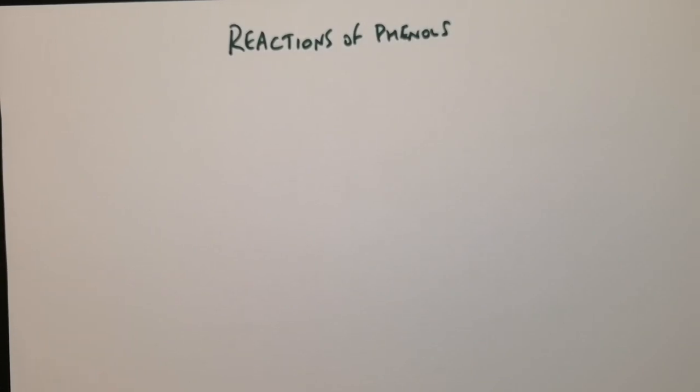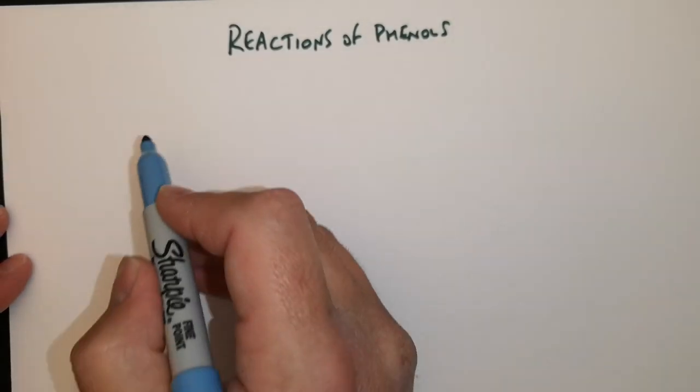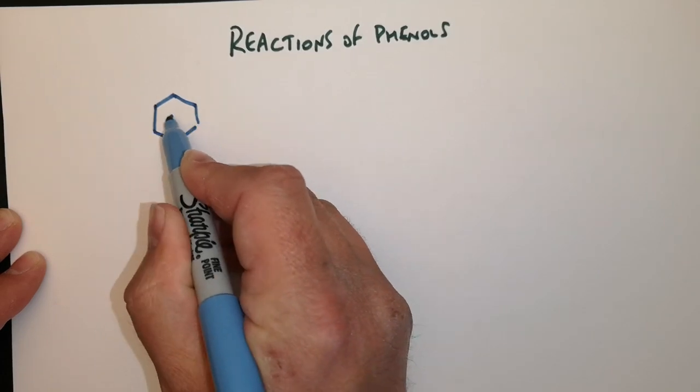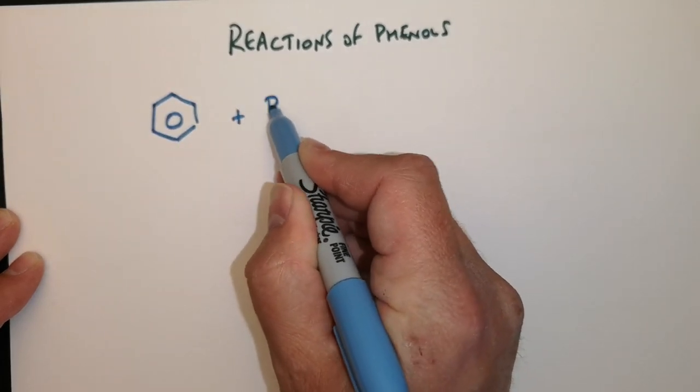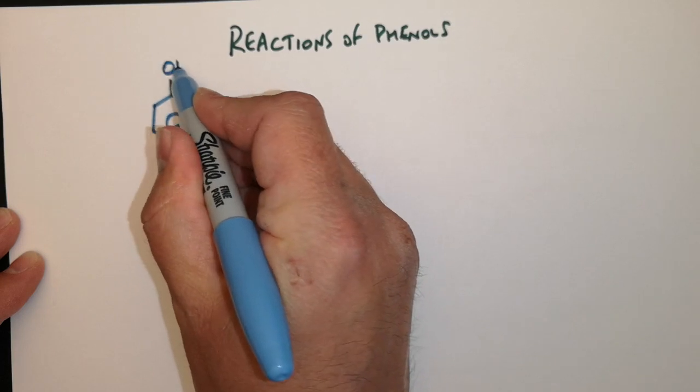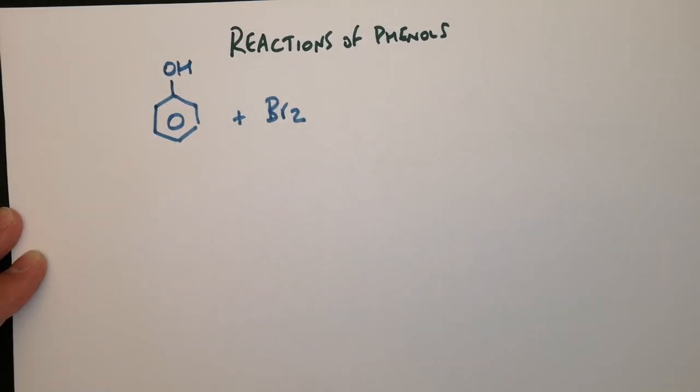In this video we'll look at the reactions of phenols. So we'll start with the reaction of phenol itself with bromine. Now if you remember from previous videos, benzene does not react with bromine very readily. You need a halogen carrier in order for that to react. However, phenol is actually more reactive than benzene for reasons that we'll come to in the next video.